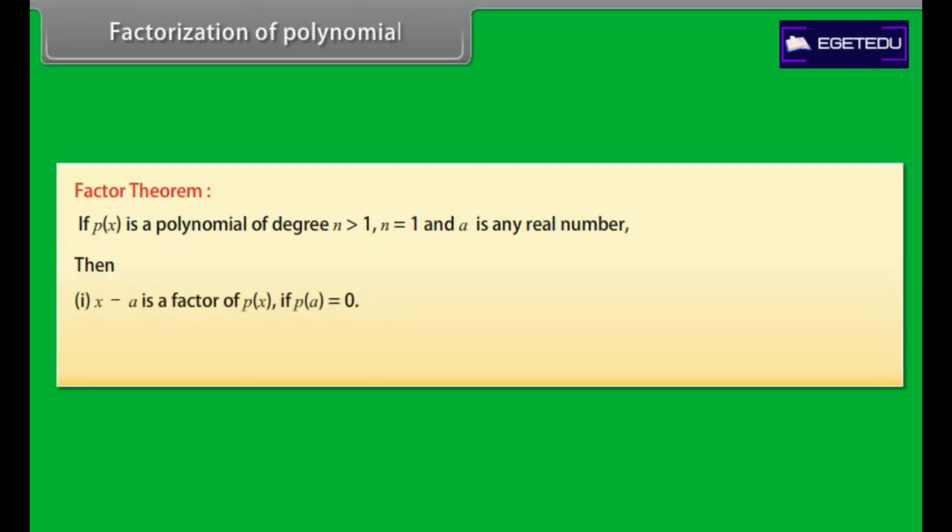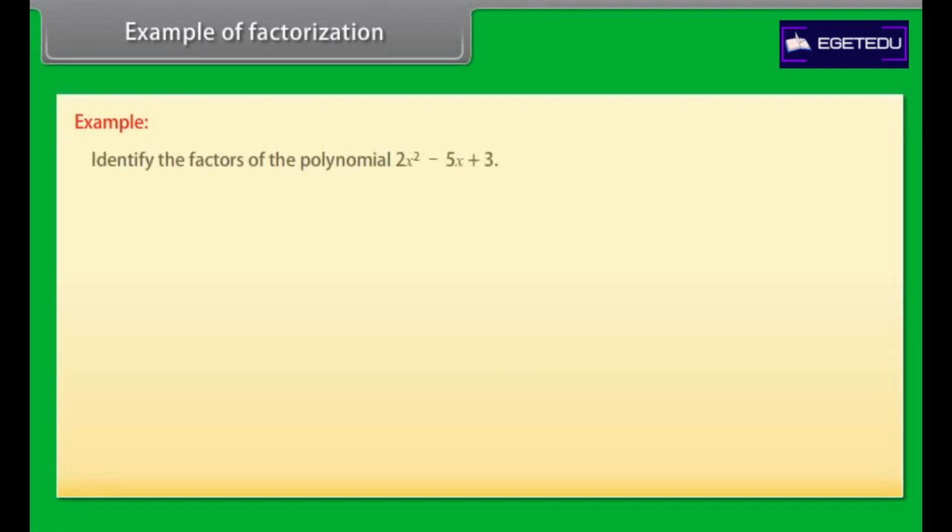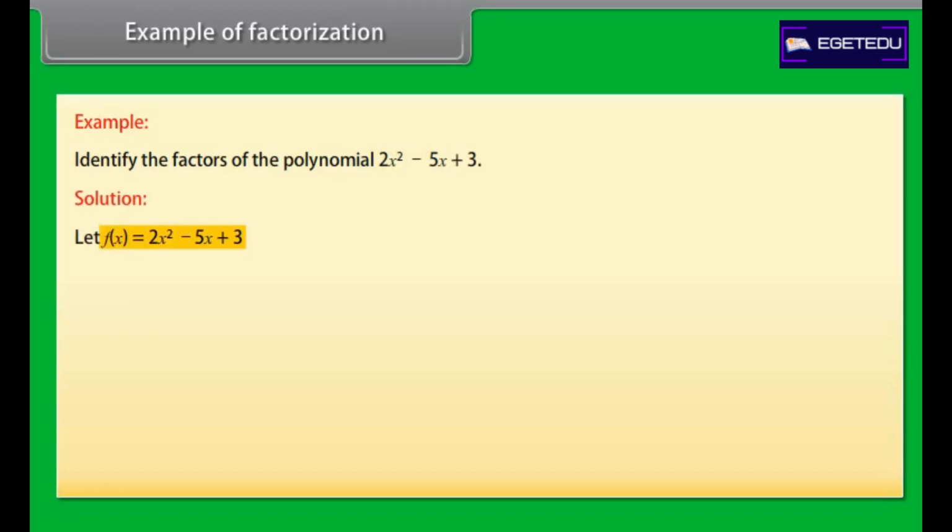So, p(1) is equal to 2 into 1 raised to the power 4 plus 1 raised to the power 3 minus 1 raised to the power 2 plus 1 plus 3, which is equal to 6. So, by the remainder theorem, 6 is the remainder when 2x raised to the power 4 plus x raised to the power 3 minus x square plus x plus 3 is divided by x minus 1.